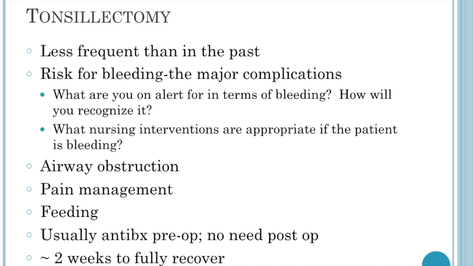The biggest thing that you need to watch for with these kids is bleeding. So what are you on alert for in terms of bleeding? How will you know it's going to happen? If you have a kid who had a tonsillectomy, the last thing they want to do is swallow. So if you notice that a post-op kid is constantly swallowing, swallowing, swallowing, you need to really assess that kid for bleeding. You want to catch the bleeding before they have changes in their vital signs, because that's what's going to change next.